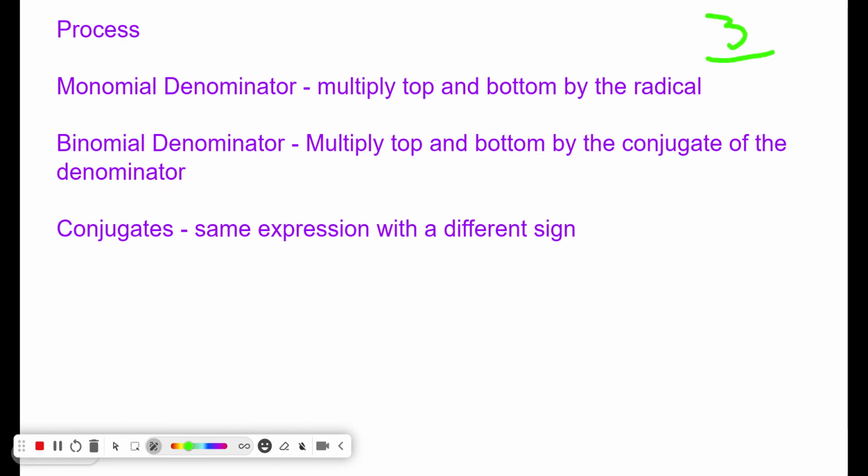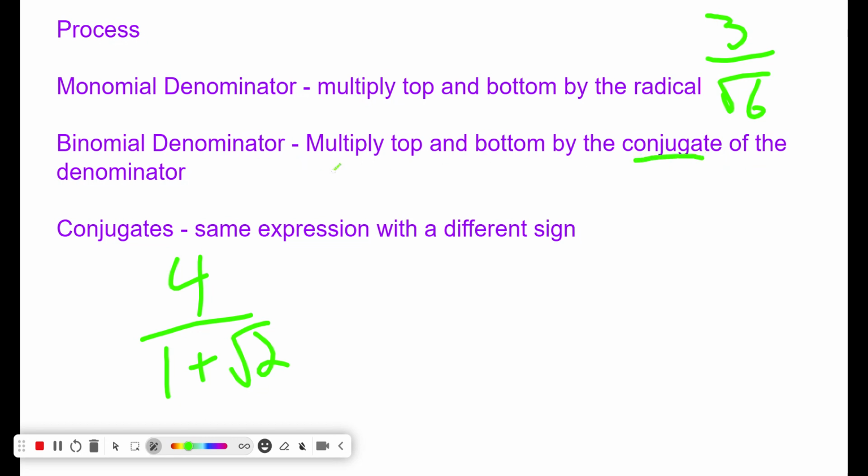say 3 over the square root of 6. We have one nomial on top, one on bottom. You're going to multiply the top and the bottom by the radical to get rid of that. We'll go over that in a moment. If you have a binomial denominator, so two different things like, how about 4 over 1 plus the square root of 2, you're going to need to multiply top and bottom by the conjugate of the denominator. Conjugate's going to be our big word of the day.